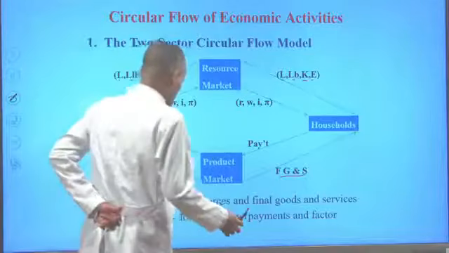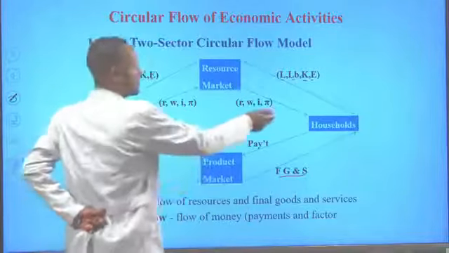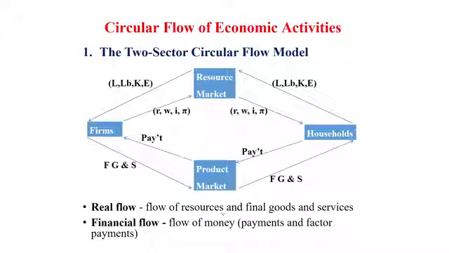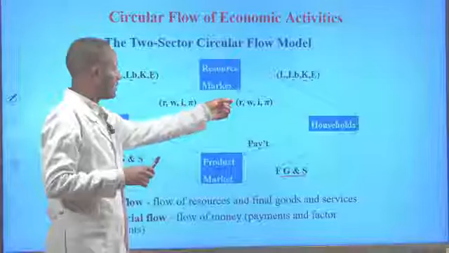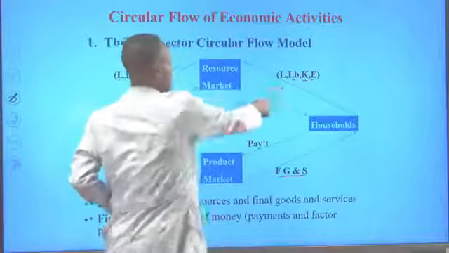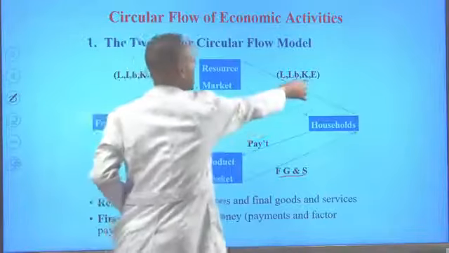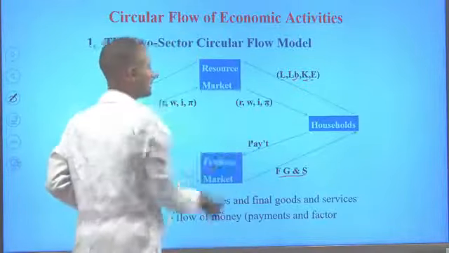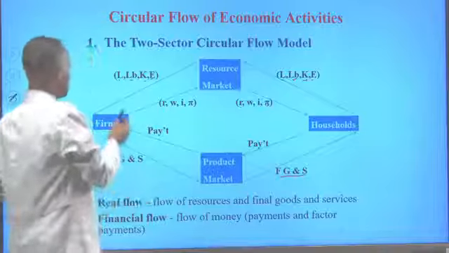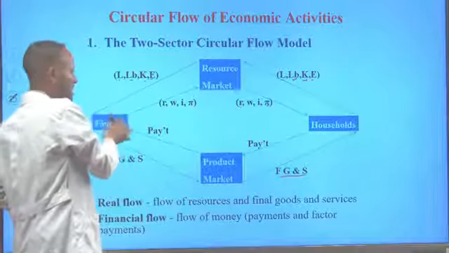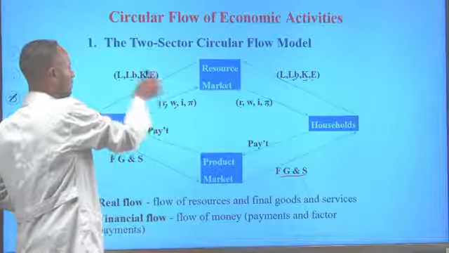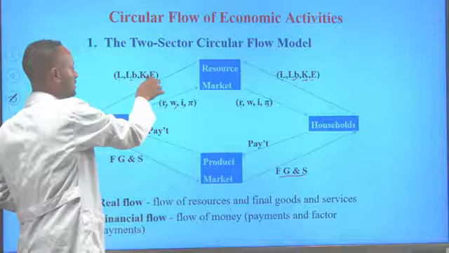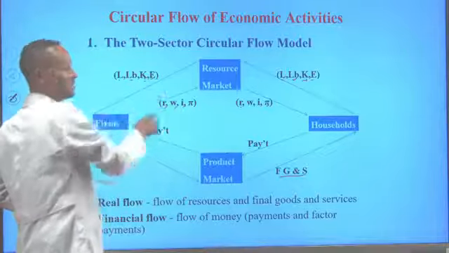When we see the money flow, when households supply economic resources, they in turn receive payments: rent for the land, wage for the labor, interest for the capital, and profit for the entrepreneurship. When firms demand economic resources, they in turn make factor payments: rent for the land, wage for the labor, interest for the capital, and profit for the entrepreneurship.